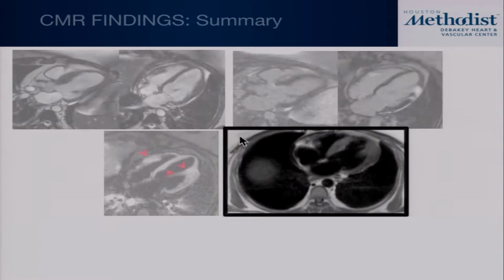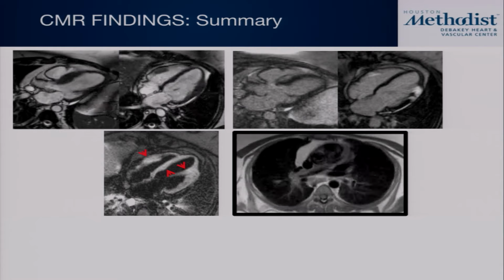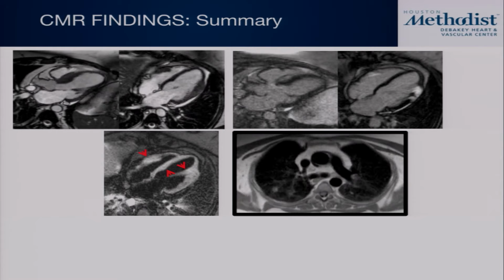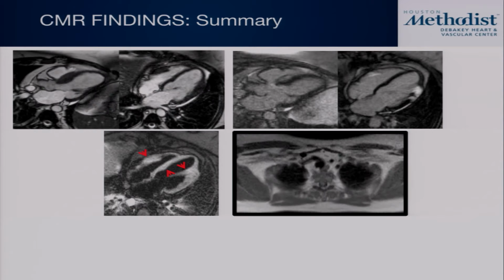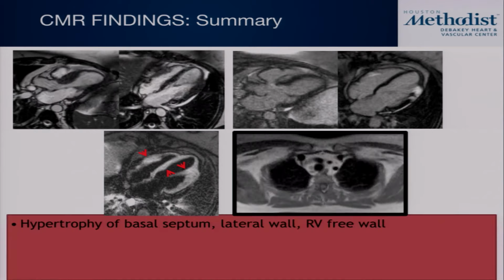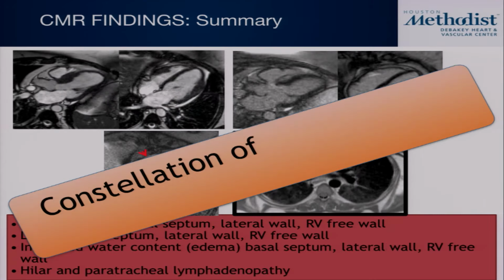So if you put all of this together now, you've got a young person in their 40s who comes in with complete heart block, who has the cine as well as late gadolinium enhancement MRI findings. This would really raise the suspicion for an infiltrative cardiomyopathy like sarcoid.